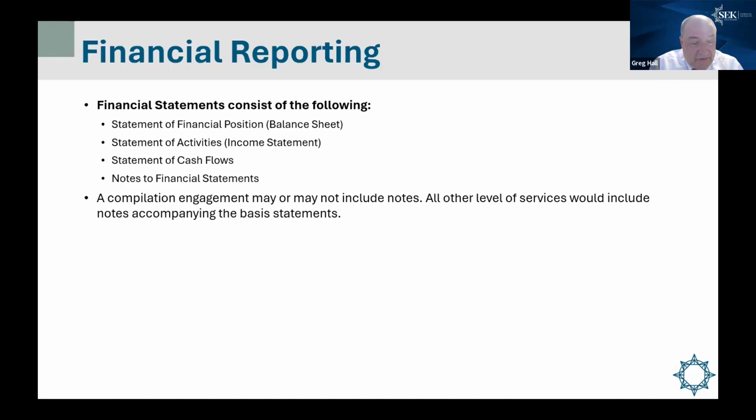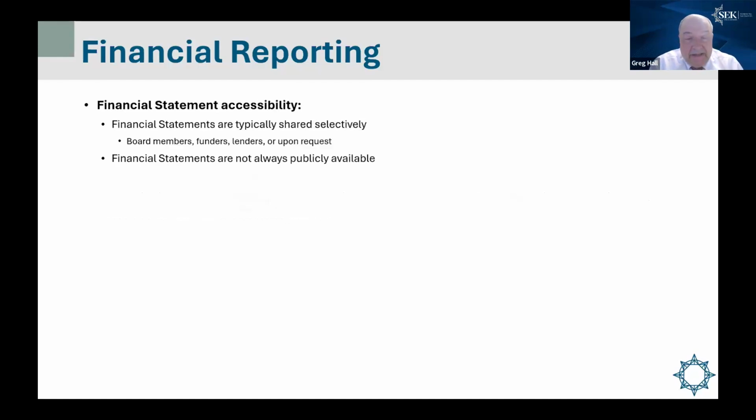Some of the things with the financial statements regarding accessibility: typically the distribution of financial statements is much more confined than it is for a 990. As Krista had mentioned in a previous presentation, Form 990 is open to public inspection, but in a lot of cases with financial statements it's typically just the board members, maybe some funders or lenders that are asking for the financial statements. It doesn't mean that I don't have clients that put them out there. I do. We have some clients who post the financial statements along with posting their 990, but there really is no requirement for you to do that.